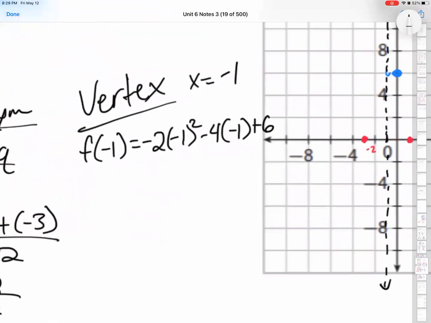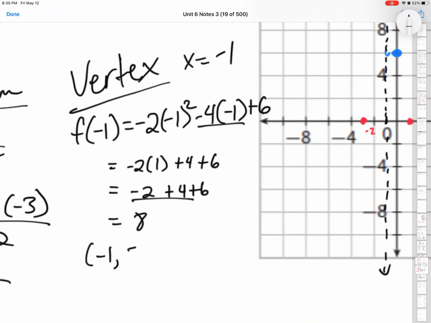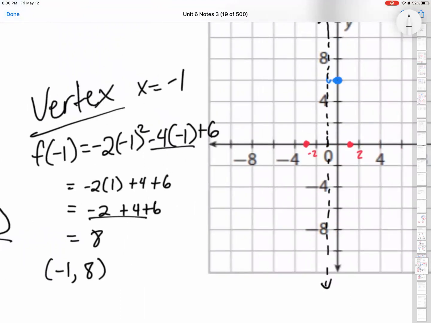So f of -1 is -2 times -1 squared, which is 1. -4 times -1 would be +4. And then -2 times 1 is -2. Bringing these together, we get 2 plus 6 is 8. So we have -1, 8 would be your vertex.